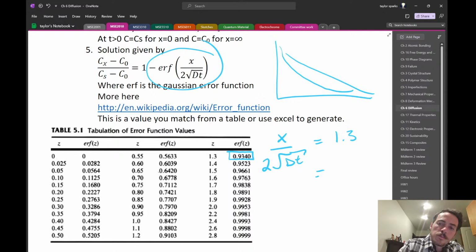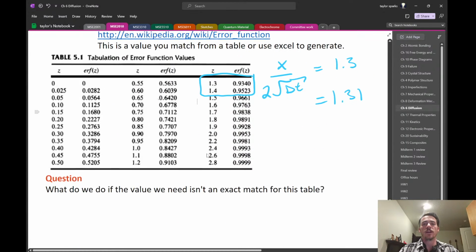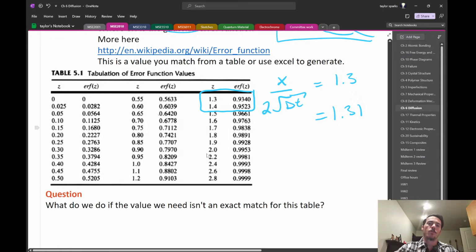But what do you do if you plug this in and it's equal to 1.31? Well, then what value do you use, right? That's when you need to do a linear interpolation, right? So the linear interpolation is what you're going to have to do. There's different ways you can do that.